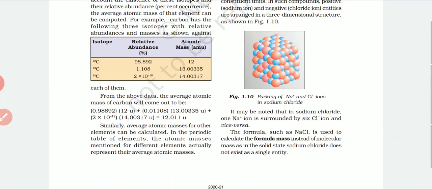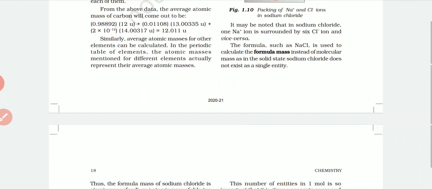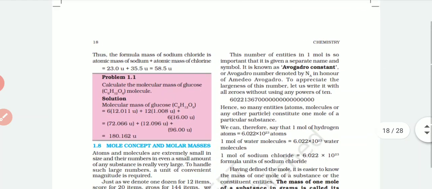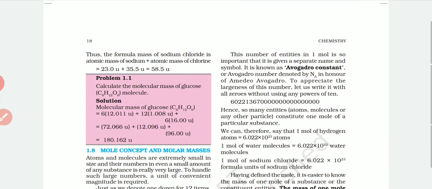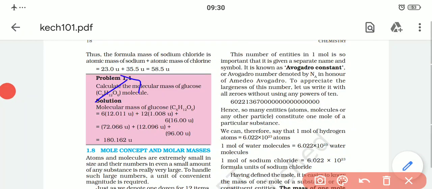So what is the formula of sodium chloride? It is NaCl. So we add the mass of sodium plus the mass of chlorine. The mass of sodium is 23 and the mass of chlorine is 35.5. So the total mass of NaCl is 58.5. So it is the formula mass. Here it is 23 for sodium and the mass of chlorine is 35.5. So we get 58.5 units.